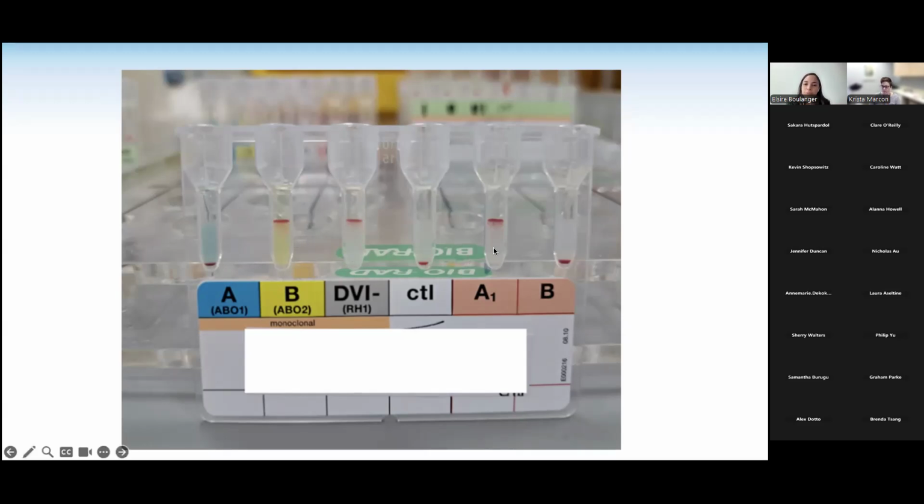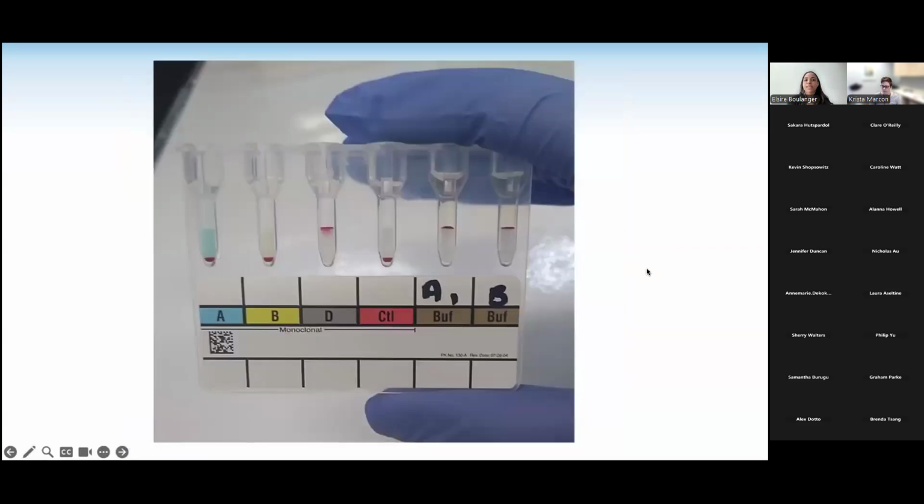But with the reverse grouping, we have a reaction with the A1 cells, which is expected with the B positive patient type. Patients with the B antigen will have naturally occurring antibodies against A and won't have antibodies against their own cells.